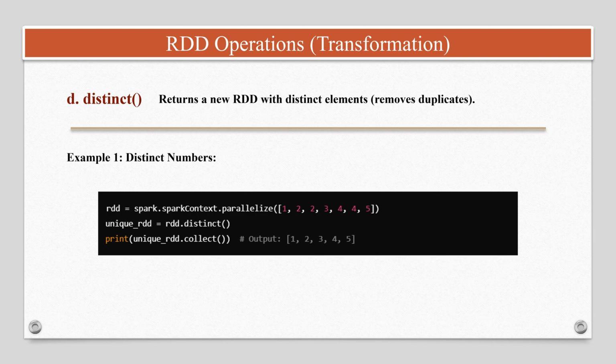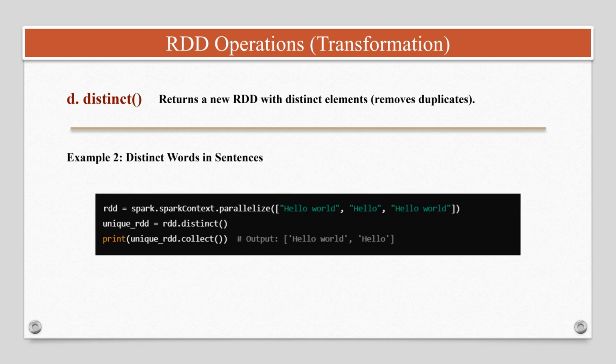Example, distinct numbers. Suppose you have an RDD with duplicate numbers and you want to get only unique values. So here the distinct function removes the duplicate values and returns the new RDD containing each number only once. Second, distinct words in a sequence. If you have an RDD with strings hello world, hello, hello world, the distinct function can help retrieve unique sentences. In this case, the distinct function removes duplicate sentences, keeping only unique ones, that is hello world, hello.